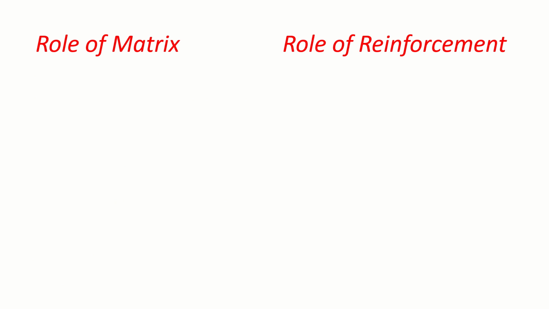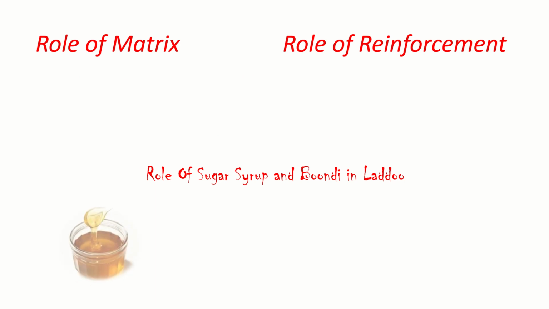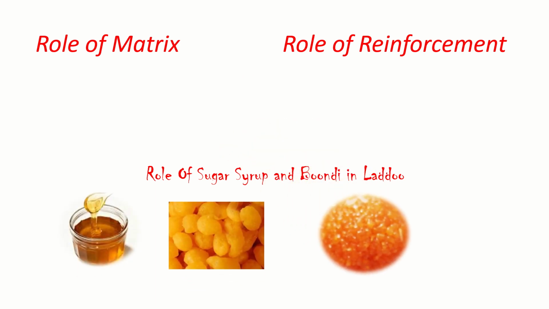As I told in the previous slide, the composite material has two types: one is matrix and the other is reinforcement. Now we see what is the role of a matrix in a composite material and what is the role of reinforcement. Like we Indians all know the role of sugar syrup and bundi in a laddu. For making a laddu we have to create bundi, which gives the major tasty flavor of a laddu. And sugar syrup holds the bundi together and adds sweetness to the bundi that creates the laddu. So we have to have sugar syrup and bundi together to form a laddu.